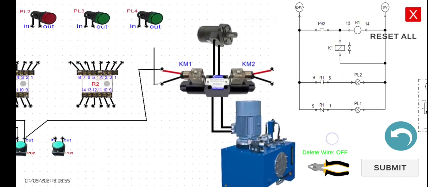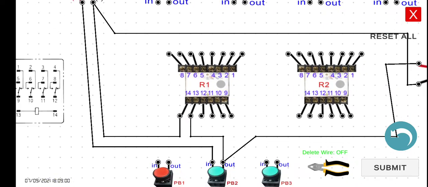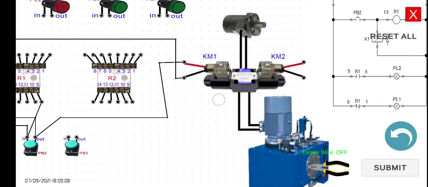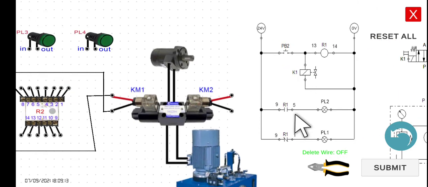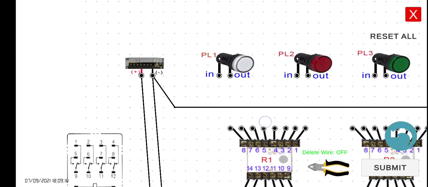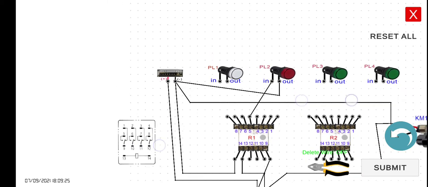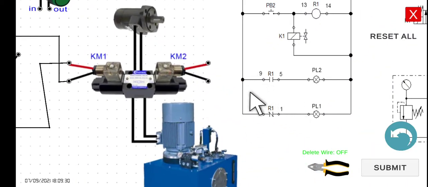And then the 9 will be connected to the input of the PB2. Then the 5 will be connected to the input of the PL2, and then the out will be connected to the negative. Next, same with the previous activities, the relays, these 9 here are 1.